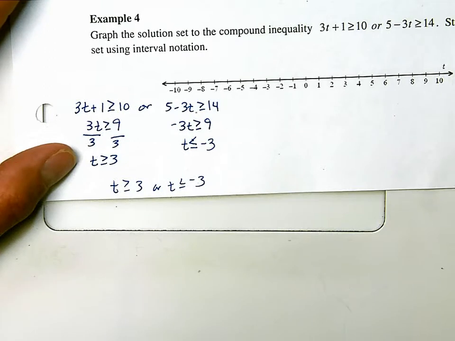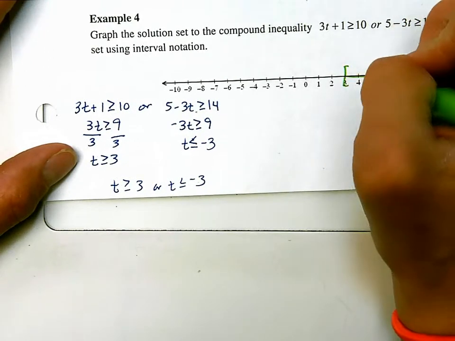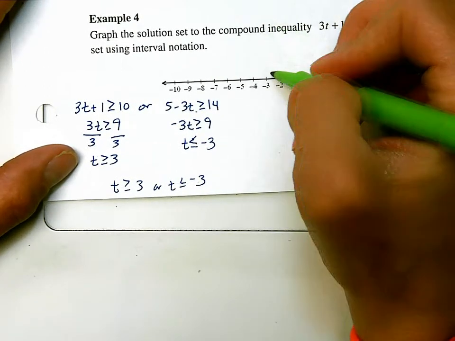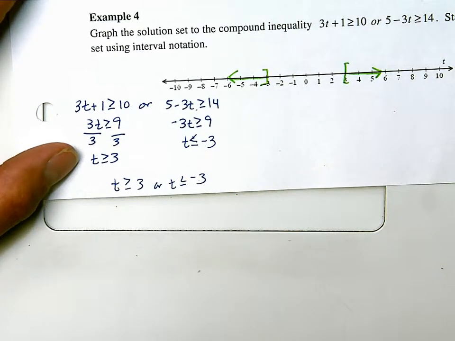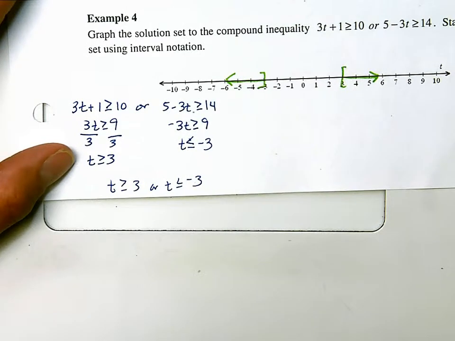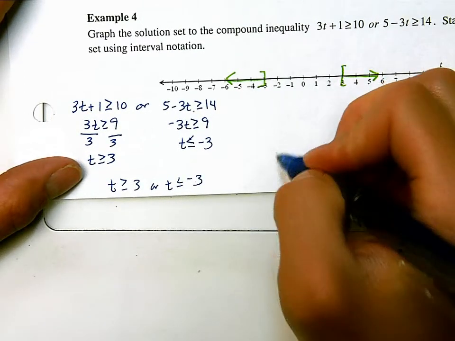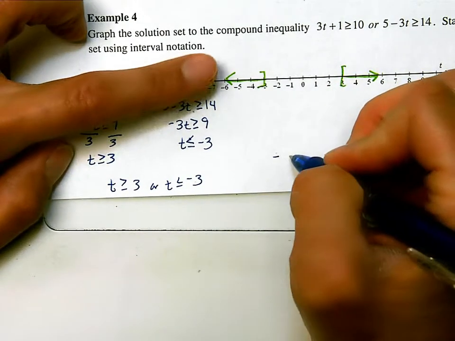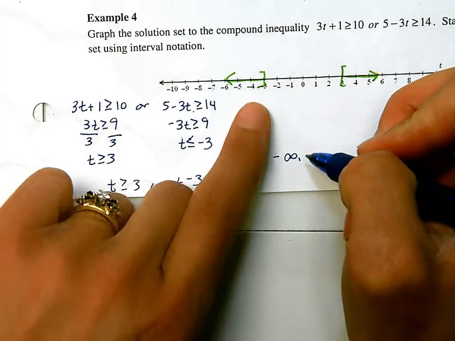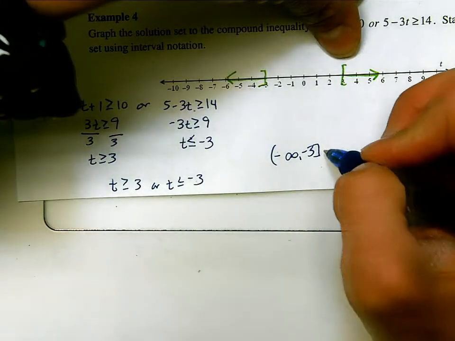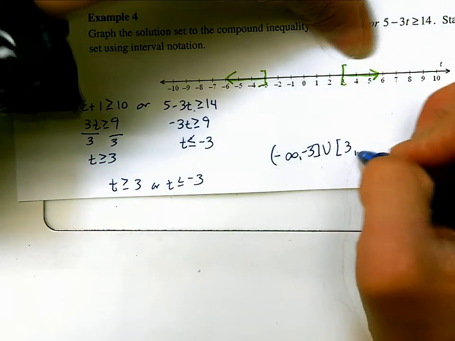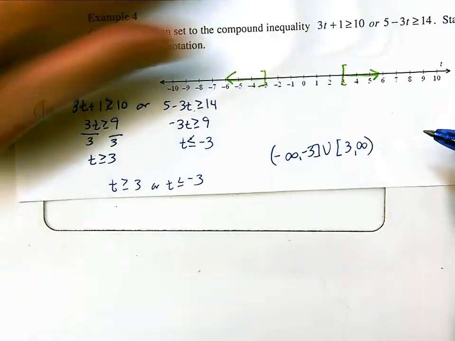Okay, so if we plot that, t is greater than or equal to 3, t is less than or equal to negative 3. It looks like that. And then to write the interval notation, how many intervals do we have? Yep. So this one starts at a lower boundary of negative infinity, and it goes up to negative 3. And then it starts at 3 and goes on up to infinity.